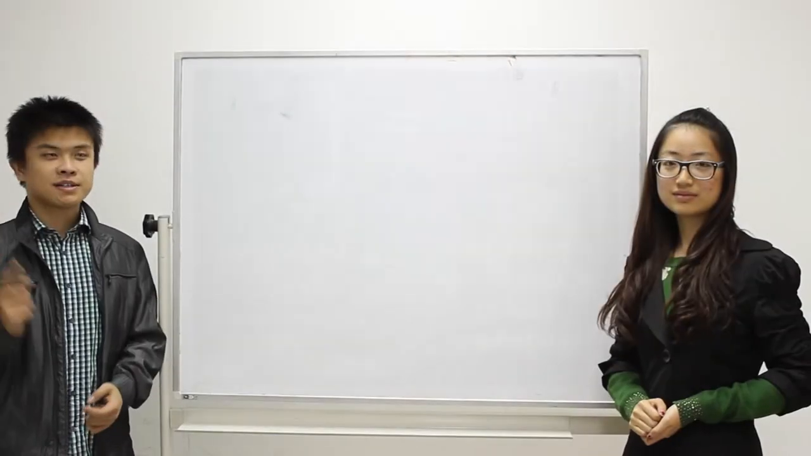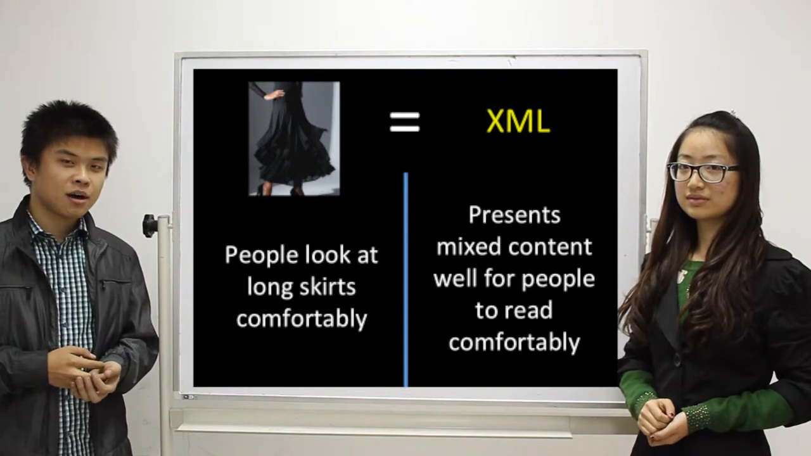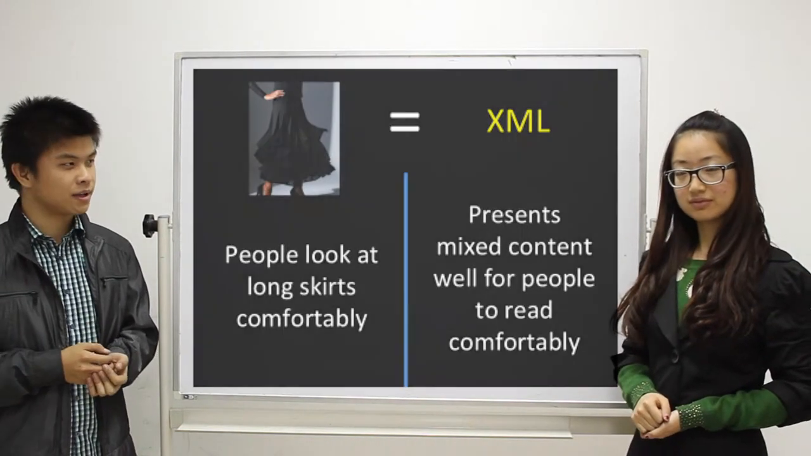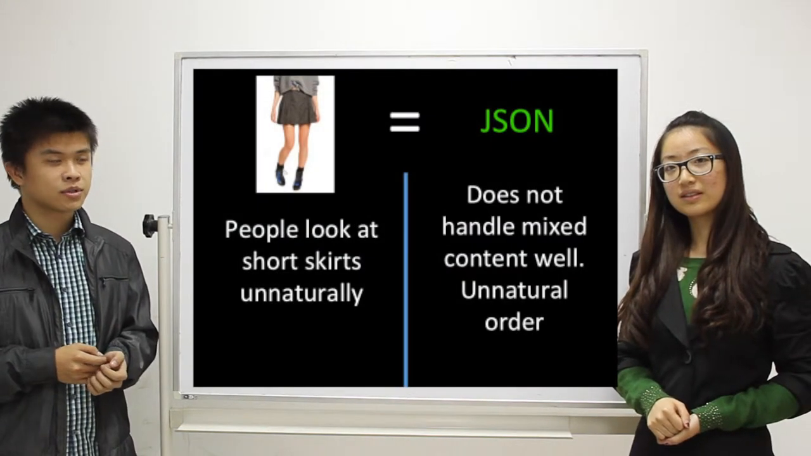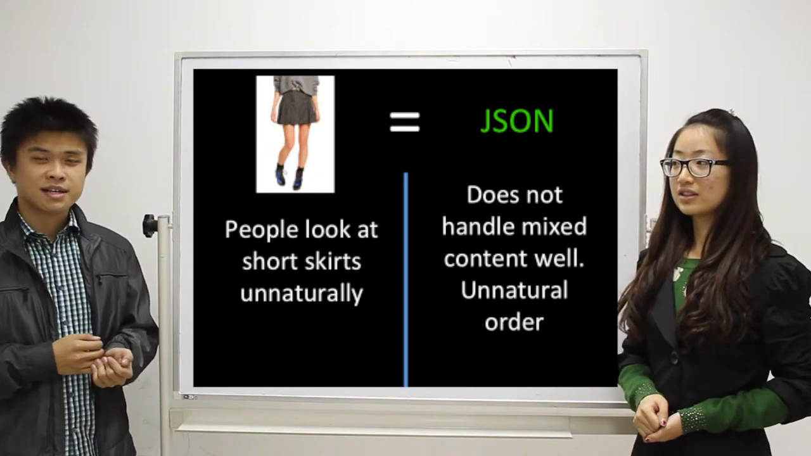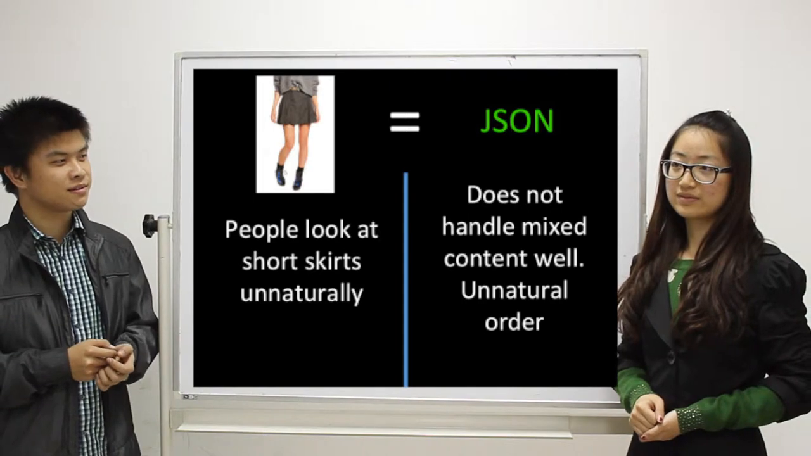Yes. Just like how a long skirt allows people to look at the girl comfortably, XML presents mixed content in its natural order for people to read it comfortably. JSON, however, doesn't handle mixed content well, so people may not be able to read it in its natural order. Just as how people may feel uncomfortable around a girl with a short skirt.